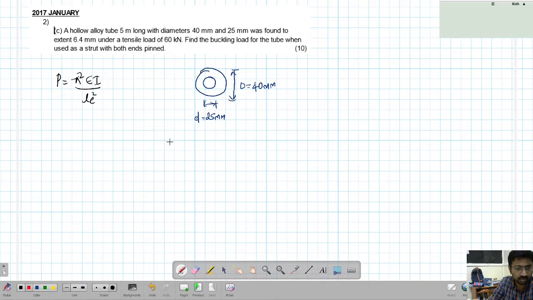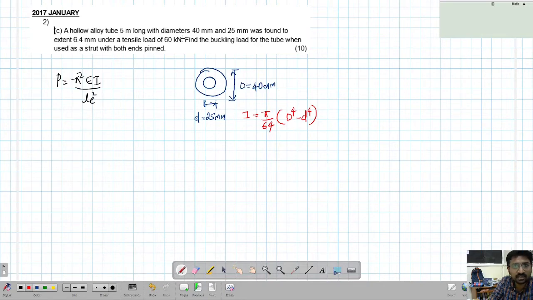For a hollow tube, the I value is pi upon 64 into capital D raised to 4 minus small d raised to 4. So these two values we have, which means the value of I we can find. Pi is a constant. LE we can find. Let's see how we can find LE.